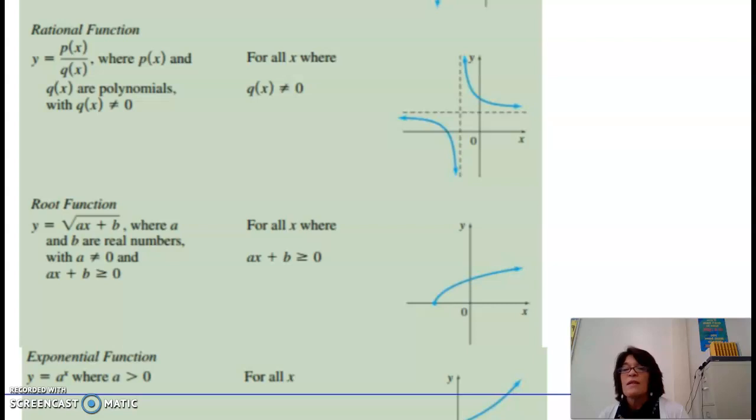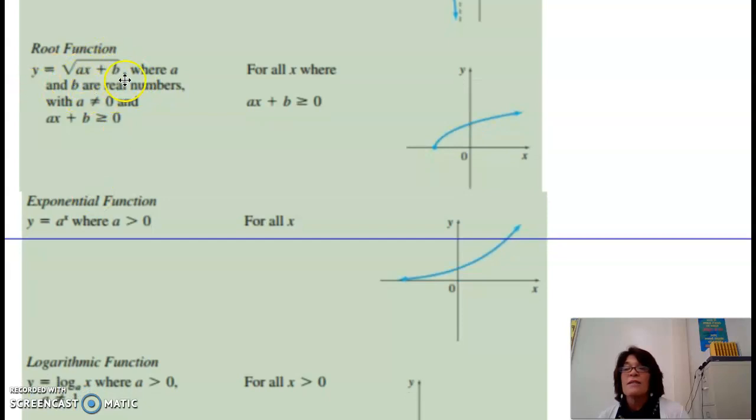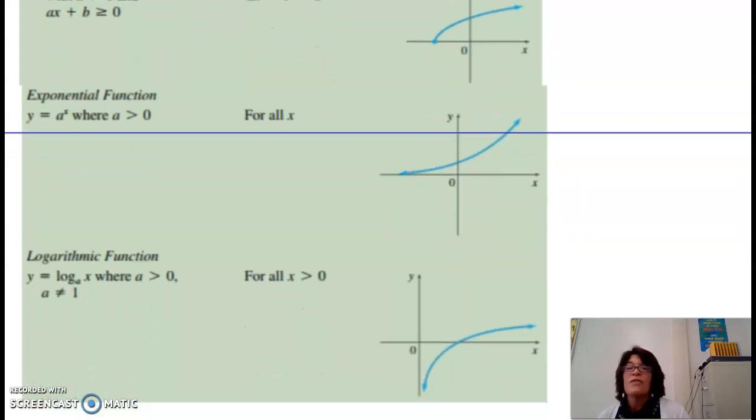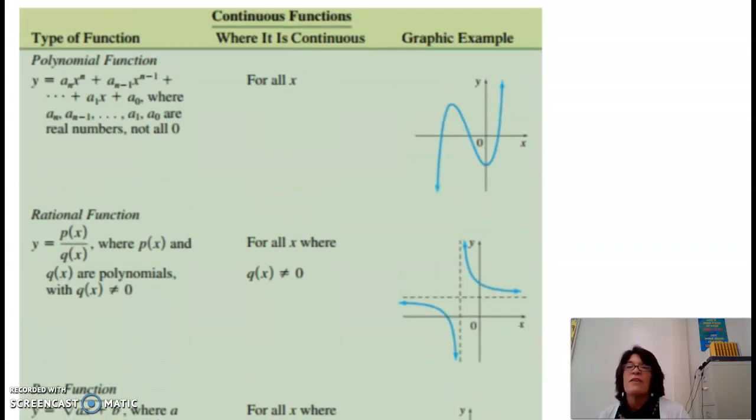Root functions, square root, they're continuous for all x as long as what's under the square root is greater than or equal to 0. We can't have negatives under the square root. Exponential function is continuous everywhere as long as, of course, this a is bigger than 0. That's the definition of an exponential function. And log functions are continuous as long as x is bigger than 0, because remember we have a vertical asymptote for log functions. So that just gives you an idea of the different types of functions and their continuity.